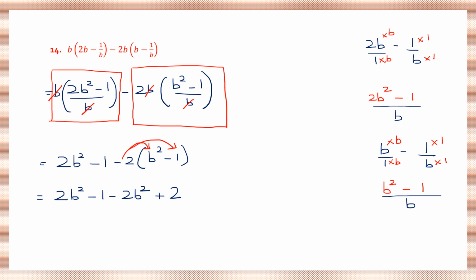So here I have plus 2b square and I have minus 2b square, which get cancelled because that will be equal to 0. Now I have minus 1 plus 2. Signs are different, isn't it? So put the sign of the bigger number and subtract. 2 minus 1 is 1. So our final answer to this question is simply 1.